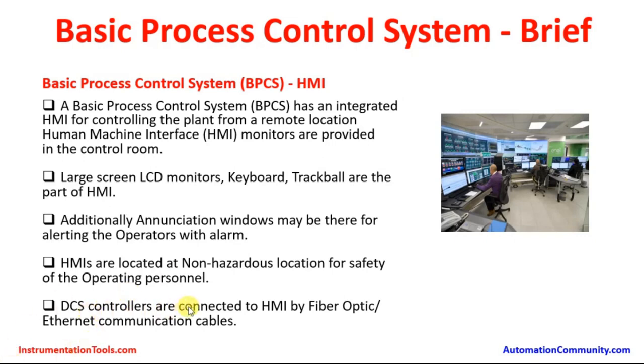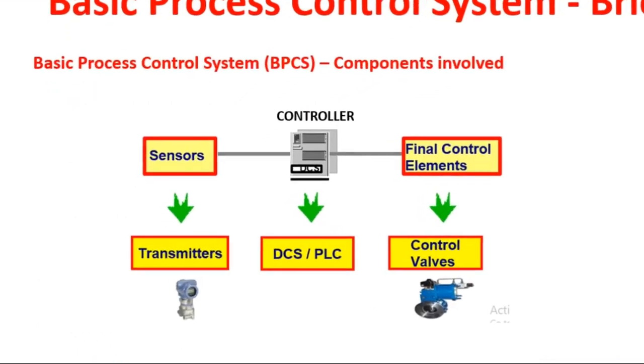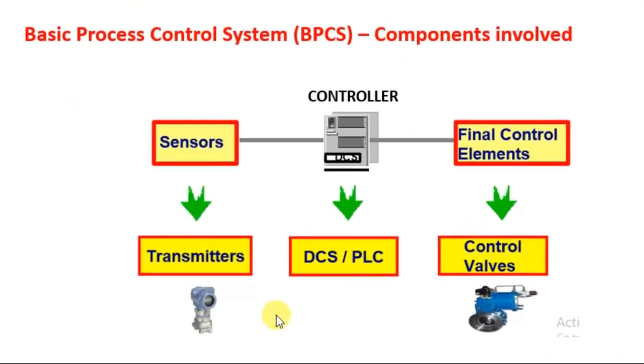DCS controllers are connected to the HMI by fiber optic and Ethernet communication cables. The controllers will be sitting in a small room beside the HMI area, and a cable runs from the field to the controller, and then from the controller to the HMI stations. So this is a pictorial view of the DCS system, BPCS system, wherein we have the transmitters as sensors, and a DCS or could be a PLC as a controller, and final control elements are different kinds of valves. So we have gone through a basic overview of the BPCS control system.